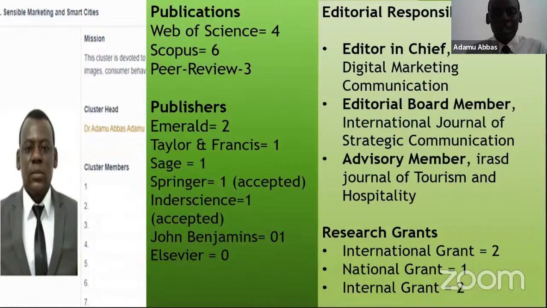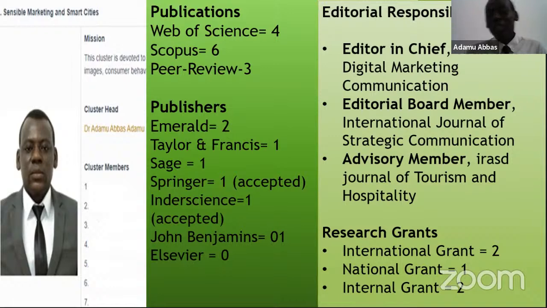Currently in my faculty here in Malaysia, I am the research cluster leader of Sensible Marketing and Smart Societies. This is a research cluster in our faculty that focuses on research related to marketing and tourism, as well as smart society, which is a very interesting area in tourism.